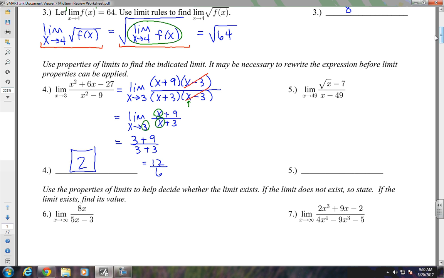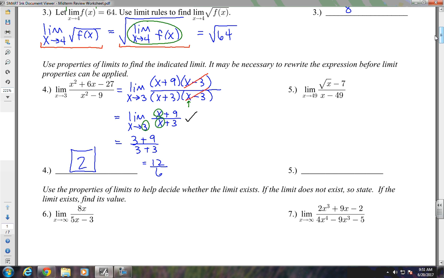So on that problem, again, we could not evaluate by direct substitution because we obtained a 0 in the denominator. So we got around that problem by factoring both the numerator and denominator. We canceled out the trouble factor. Then we were able to evaluate the limit by direct substitution. Remember that technique on your midterm exam.